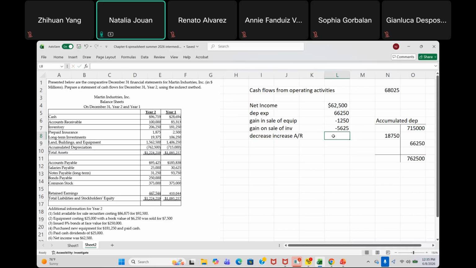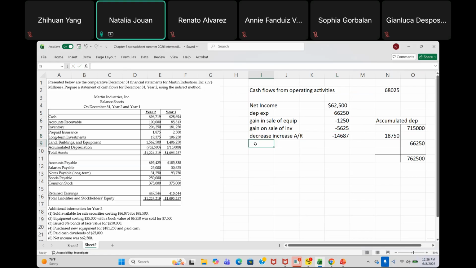Right. So we're decreasing. We go with 100,000 minus 85,313. Okay. So let's do it backwards, so that way we have a negative 85,313 minus 100. Okay. There you go. Negative 685. What else? We have inventory going up.